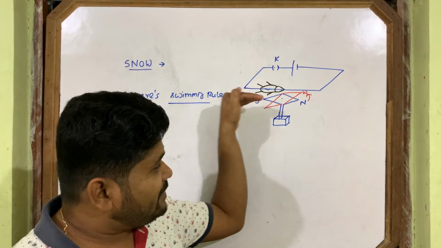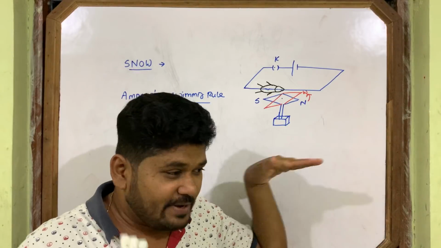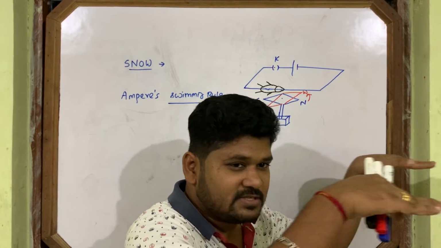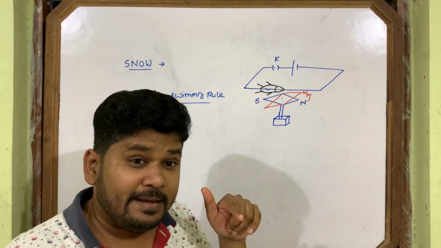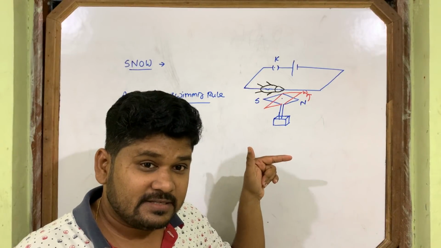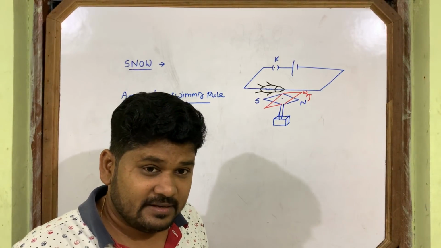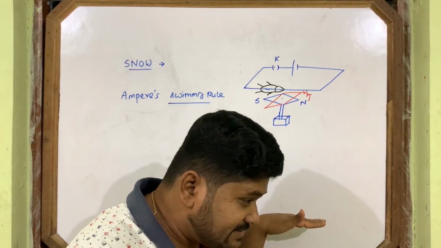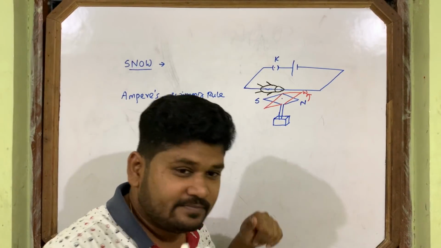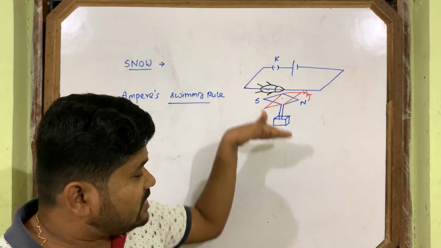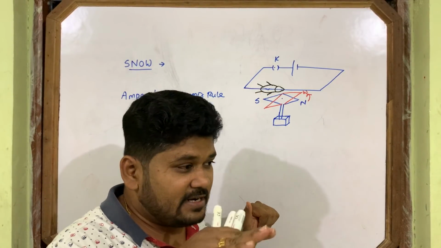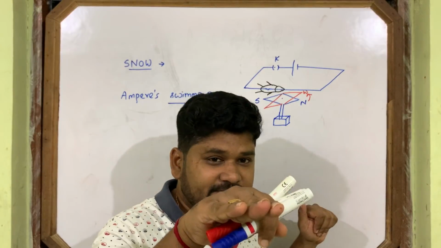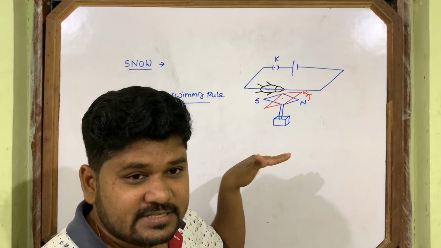When a person is swimming along the current, swimming like this, keeping his face towards the needle, means face is downward. Face will be downward, keeping his face towards the needle. Then right hand will be in this direction. Left hand will be in this direction.